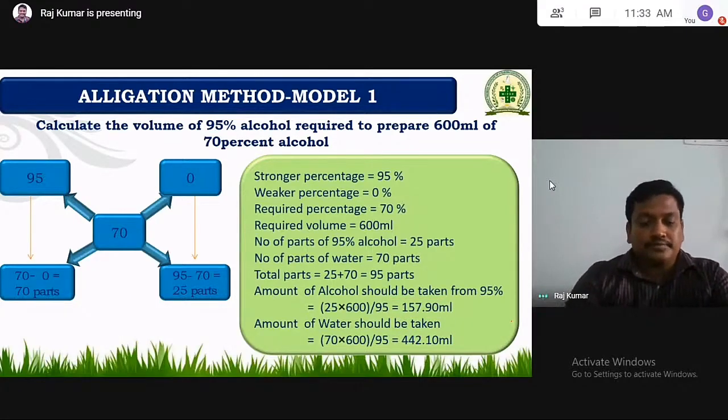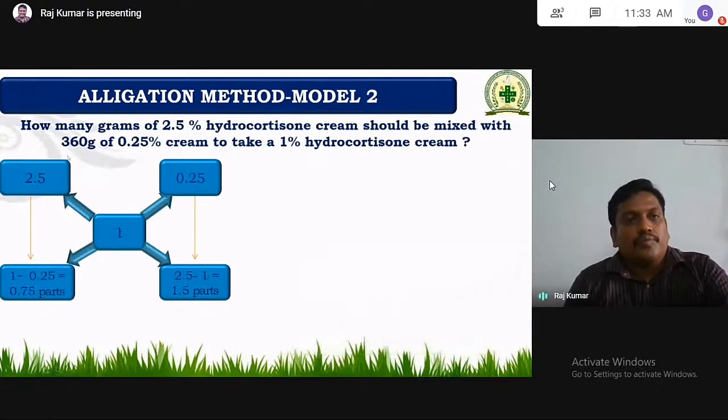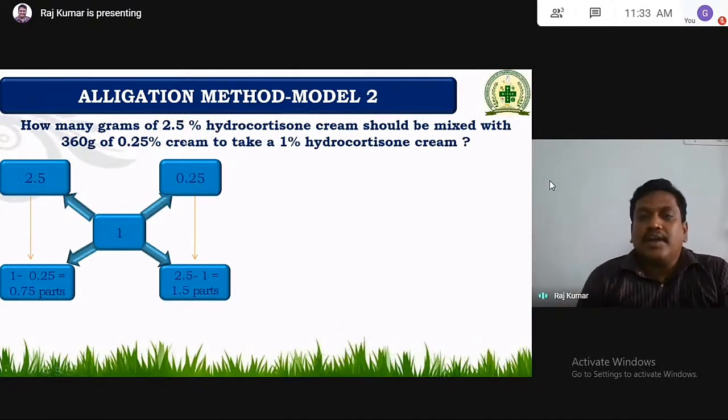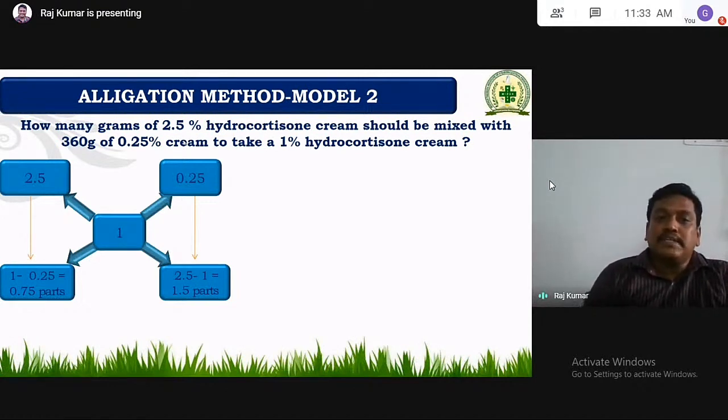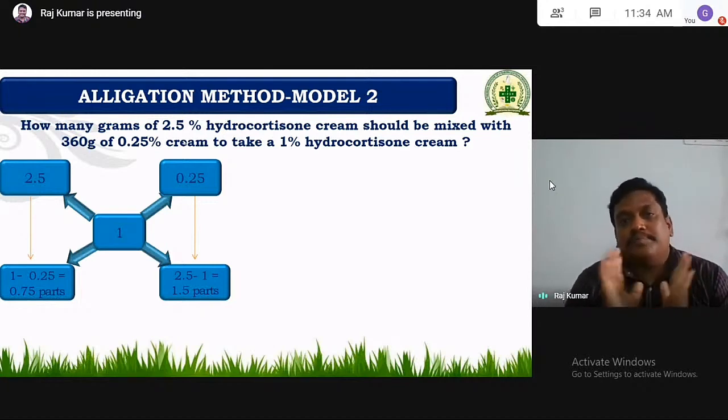Then we go for the next one. How many grams of 2.5% hydrocortisone cream should be mixed with 360 grams of 0.25% cream to make a 1% hydrocortisone cream? So finally you have to prepare 1% hydrocortisone cream.